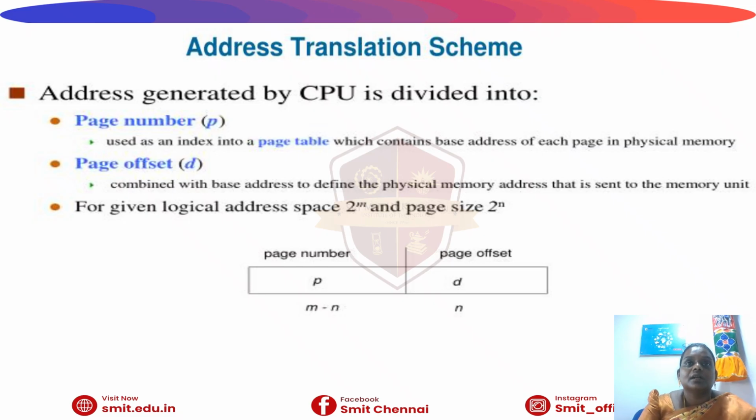frame number times frame size plus offset. For example, the page size is 1024 bytes and the logical address is converted as page 2, offset 100. In the page table, the page numbers are 0, 1, 2, 3 and the frame numbers are 5, 2, 8, 1. The physical address is found by using the formula.